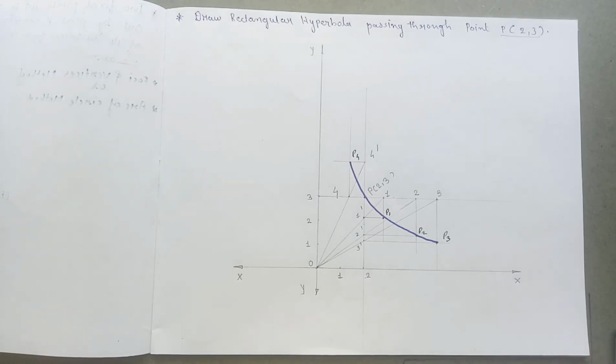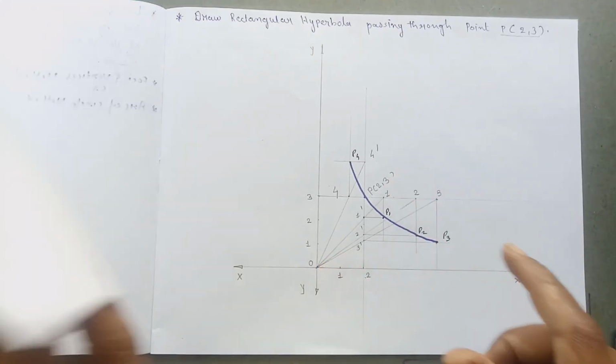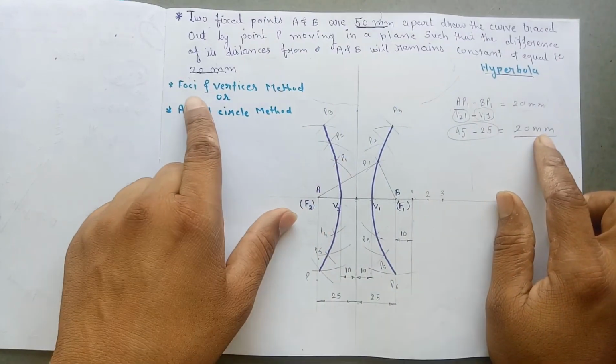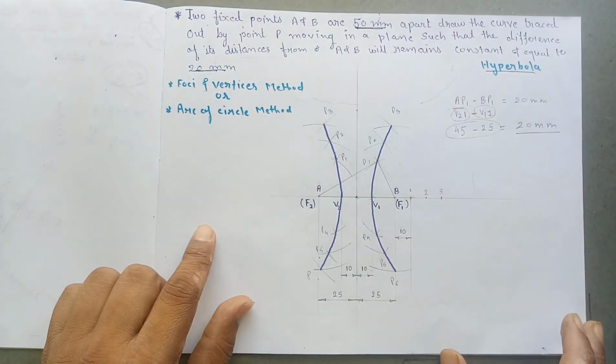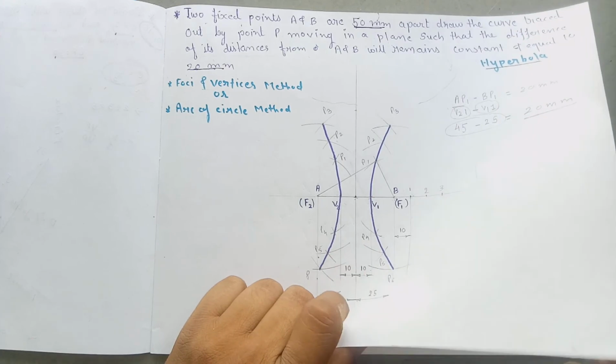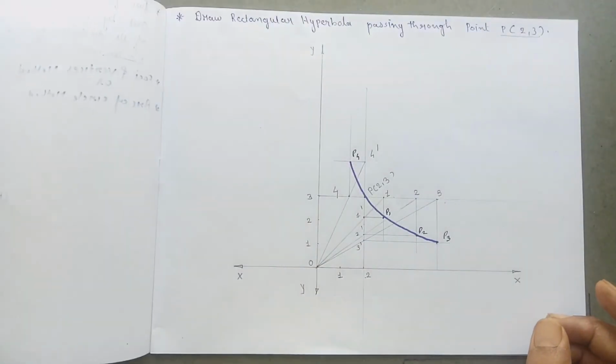So these are the two methods to draw a hyperbola. One is the rectangle method and the other is the foci and vertices method. So this is the end of the topic conics. Thank you.